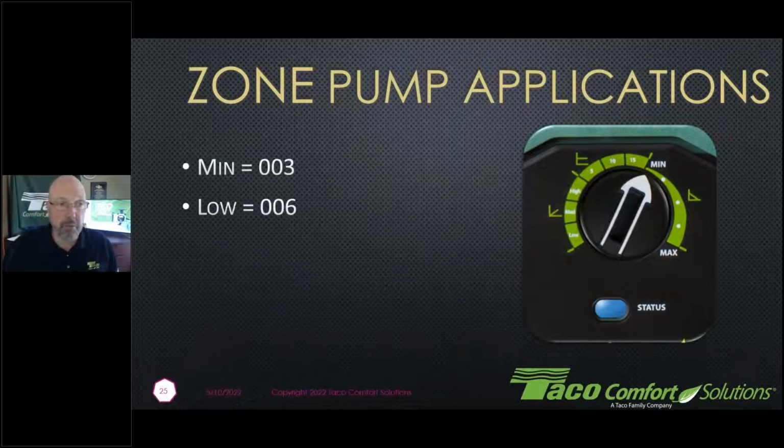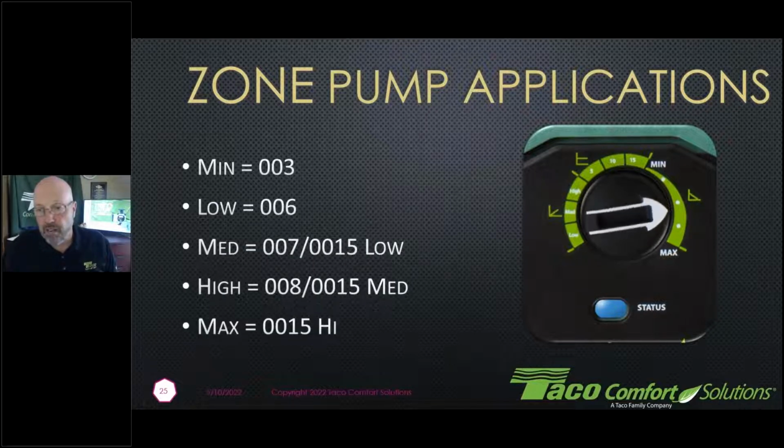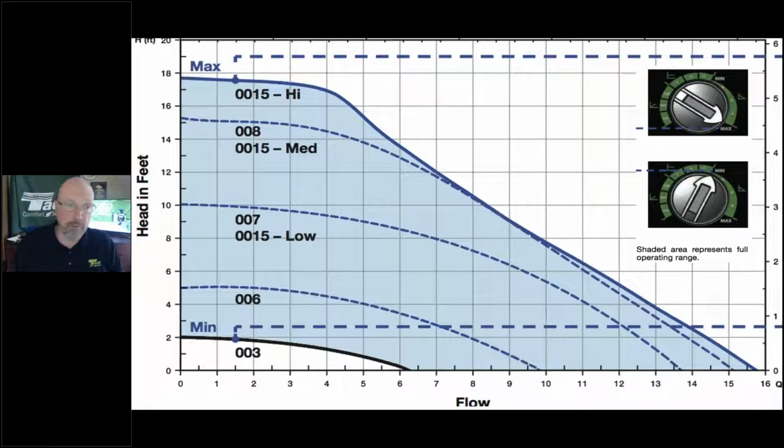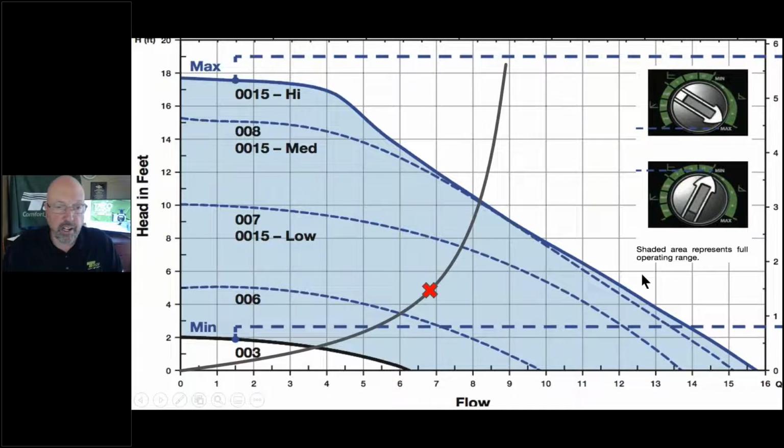So your minimum would be close to your 003. Your maximum is your 0015 on high. So wherever you stop, that's the speed it's going to run at. If we bring that over to our pump curves, here you can see your 003 minimum. We see our 0015 on high. And the dotted lines represent the dots that are on the dial. So if we use the numbers that we used before, just under 7 gallons a minute, 5 foot of head, we saw that the 007 was too big, that it was really close to the 006.